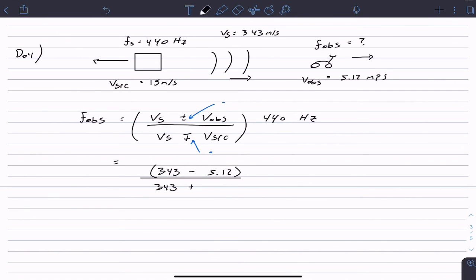So that's going to be plus 15 times 440. Plug it in, that gives us a value of 415.27 hertz. So that's a lower frequency, that's what we would expect. And that makes sense.